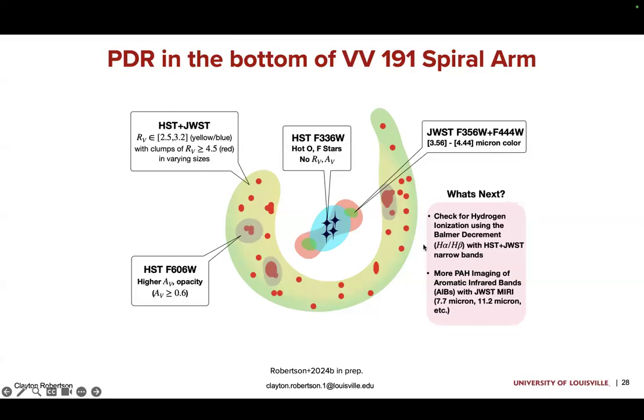And that's what these gray spots are. One thing we want to do next is use HST and James Webb narrowbands to analyze this PDR region and see how much hydrogen ionization is coming from there, so we can isolate the Balmer decrement itself. Then we can get PAH imaging of aromatic infrared bands using MIRI, because if we see PAH features at 3.3 micron, that indicates there will be even larger features at 7.7 micron and 11.2 micron, the polycyclic aromatic hydrocarbon features.